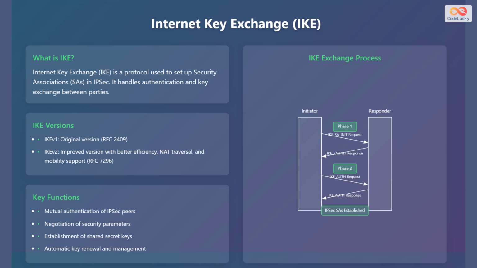Internet Key Exchange, or IKE, is a protocol used to set up security associations in IP security. It handles authentication and key exchange between parties. There are two versions of Internet Key Exchange, version 1 and version 2. Internet Key Exchange version 1 is the original version, while Internet Key Exchange version 2 is an improved version with better efficiency, network address translation traversal, and mobility support.